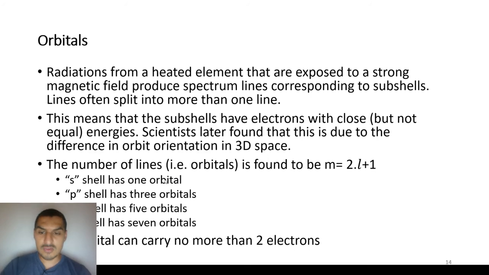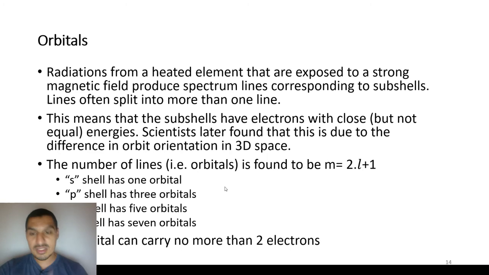So s has 1 orbital because l equals 0, p has 3 orbitals, 2 multiplied by 1 plus 1, and then d has 5, f has 7 orbitals. And the observations show that s is filled with 2 electrons, p is filled with 6 electrons, d is filled with 10 electrons, and f is filled with 14 electrons. So we have 7 corresponds to 14, 5 corresponds to 10, 3 corresponds to 6, and 1 corresponds to 2.